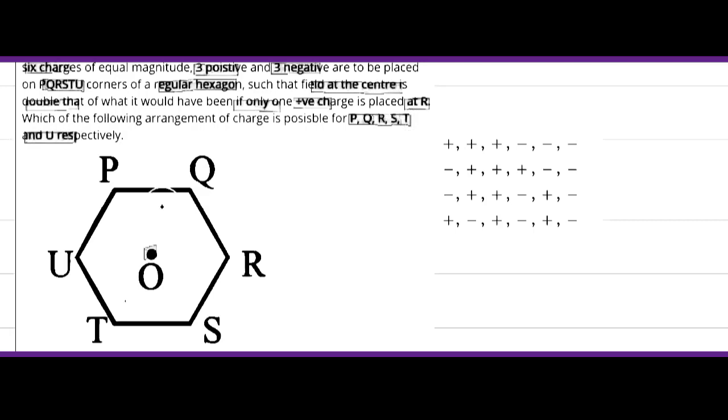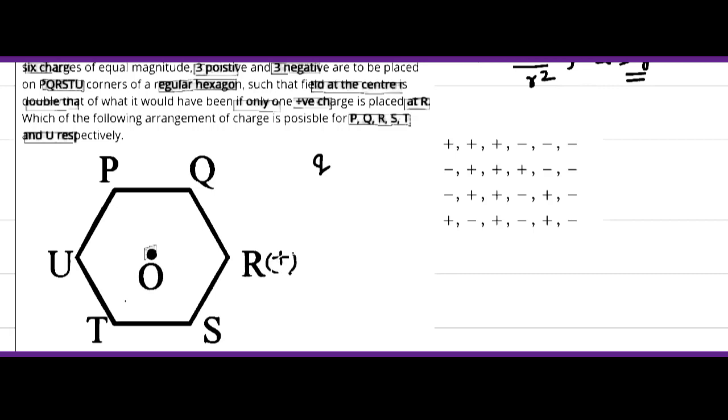Okay, so we are given to find the electric field at the center, and there is only one positive charge, and consider the magnitude of the charge is Q. We know that the electric field can be given as KQ upon R square, and from all the corners the distance to the center is the same and the magnitude of the charge is the same, so the electric field will be considered as E. So say the electric field at the center is E.